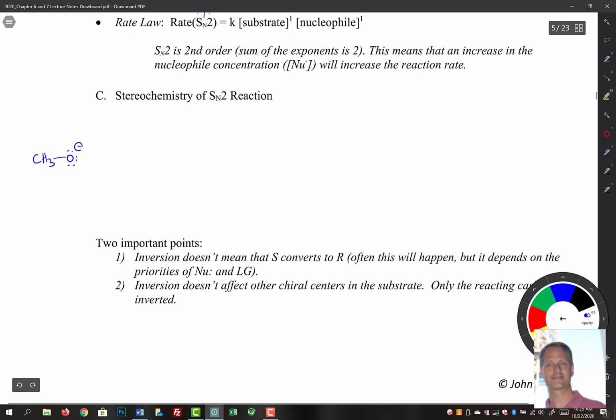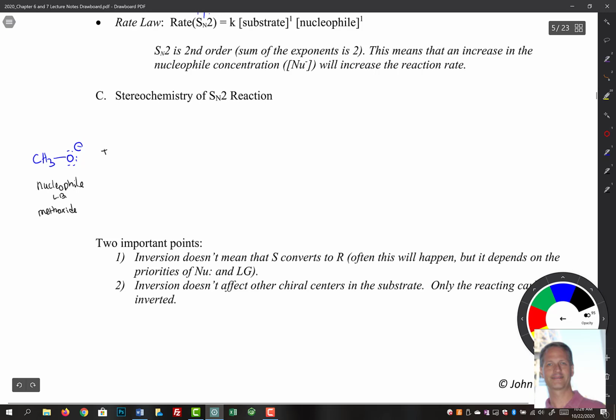So this is methoxide. It's our nucleophile. It's our Lewis base. And again, the name of this thing is methoxide.